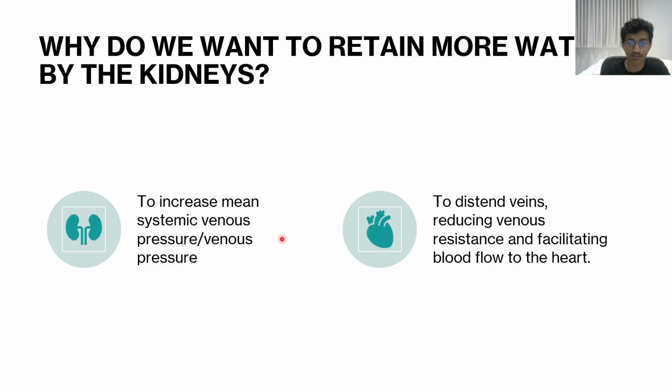We want to distend the veins, and we want more blood to end up being in the heart so we can pump it. Okay, and we also want to distend the veins, which means we want to increase the volume of blood in the veins, and so that will reduce venous resistance and facilitate blood flow to the heart.